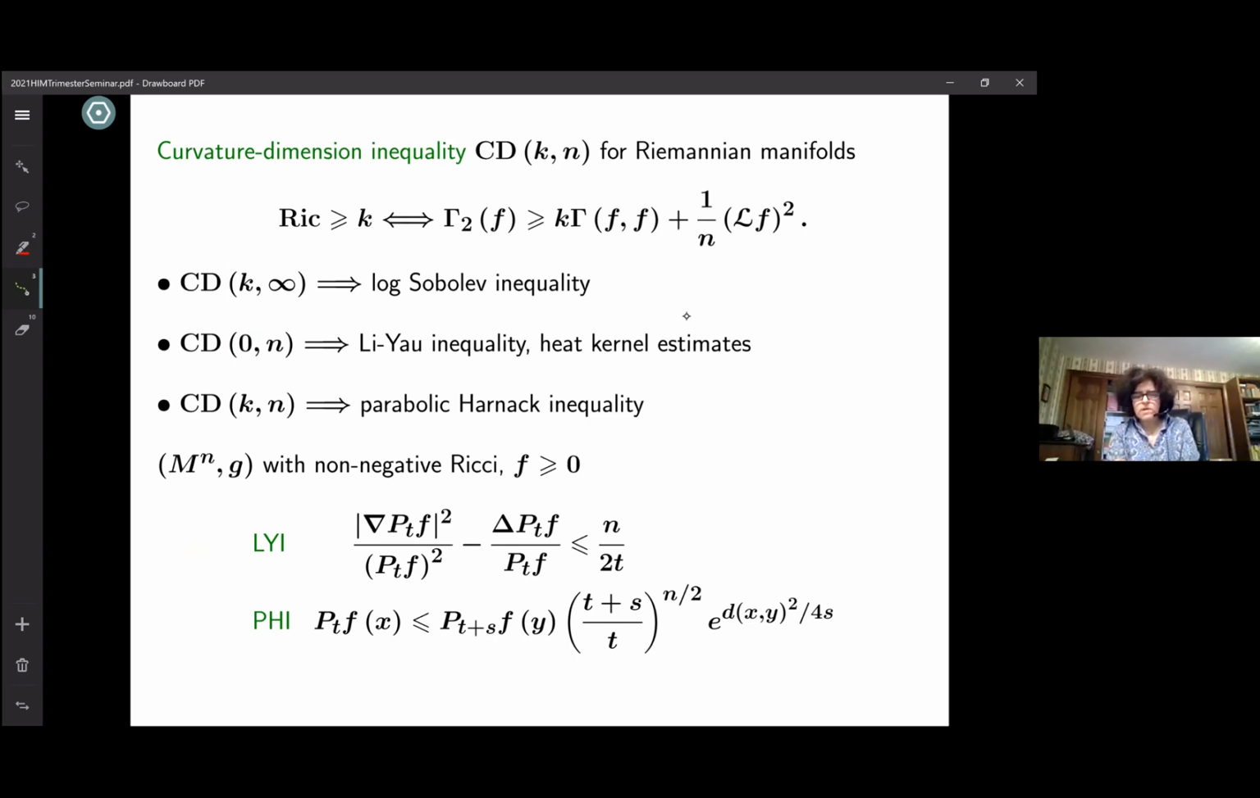Heat kernel estimates that I don't really write here because we're not going to talk about any of this. And also you can prove something nice, which is a parabolic Harnack inequality. So you have a huge machinery that really gives you, if you can prove this kind of curvature-dimension inequality, then you can prove this collection of functional inequalities, and then you might be able to do something with them, right?